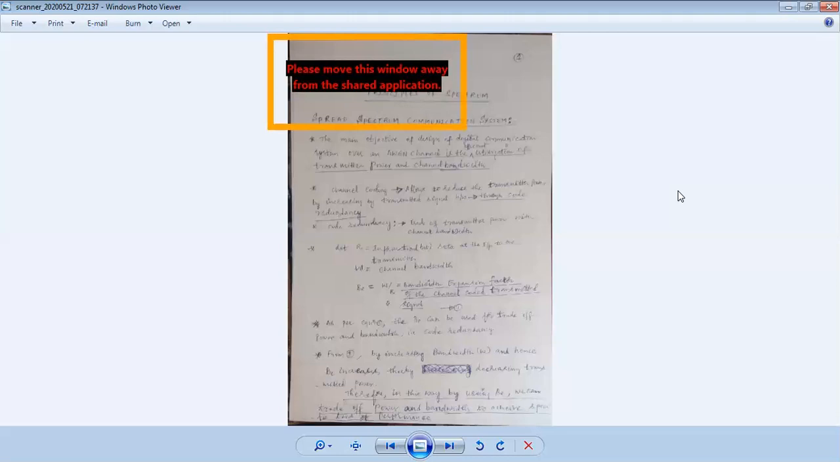The third point is the transmission media of the channel.